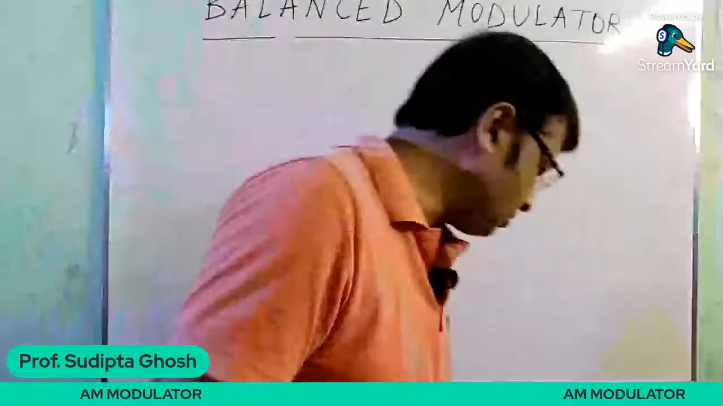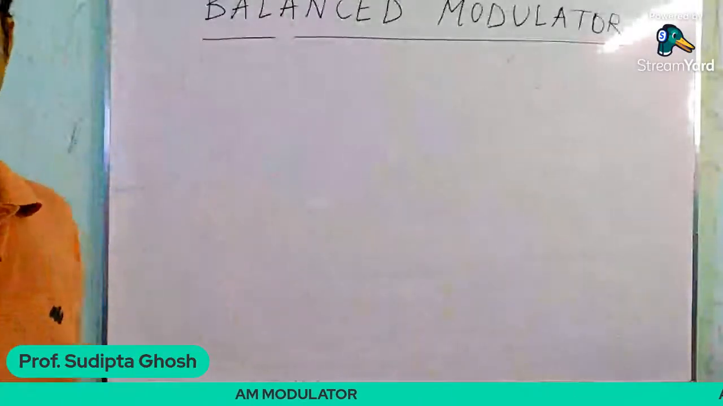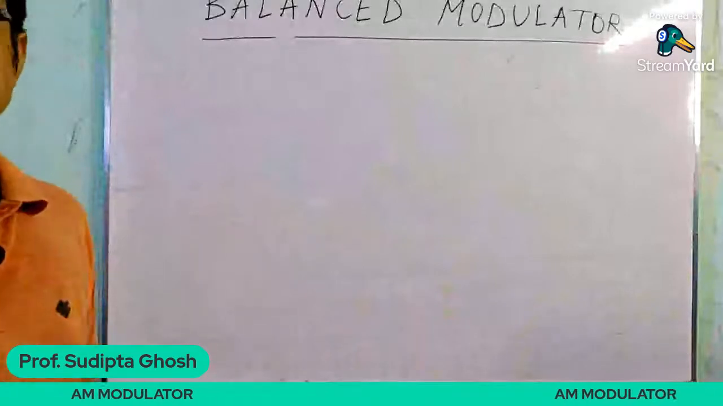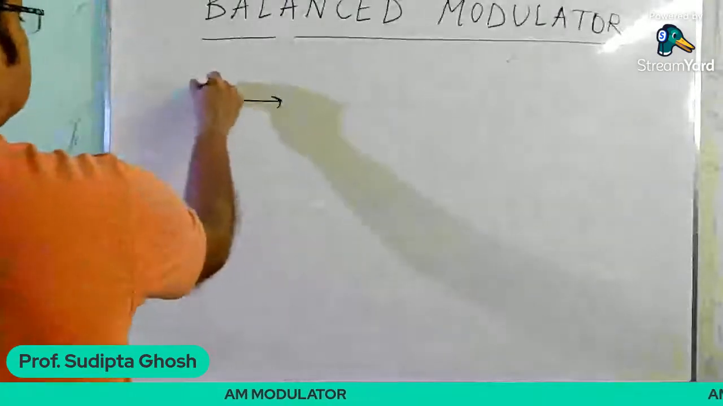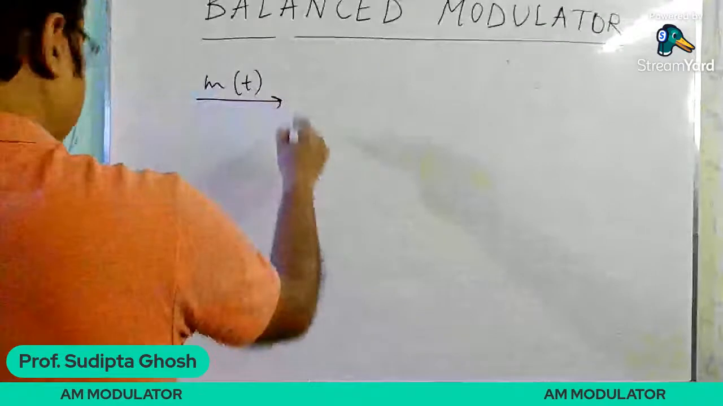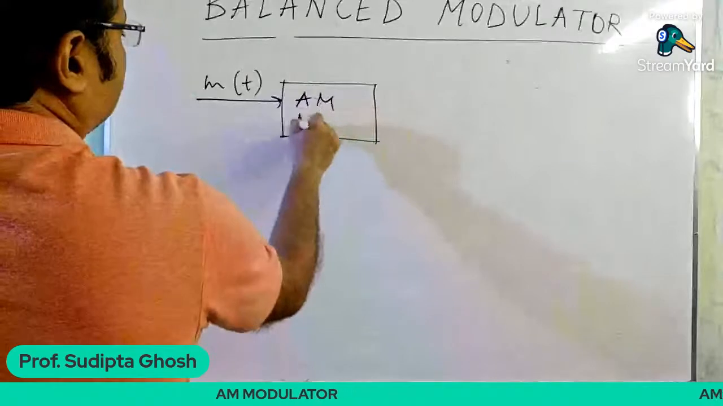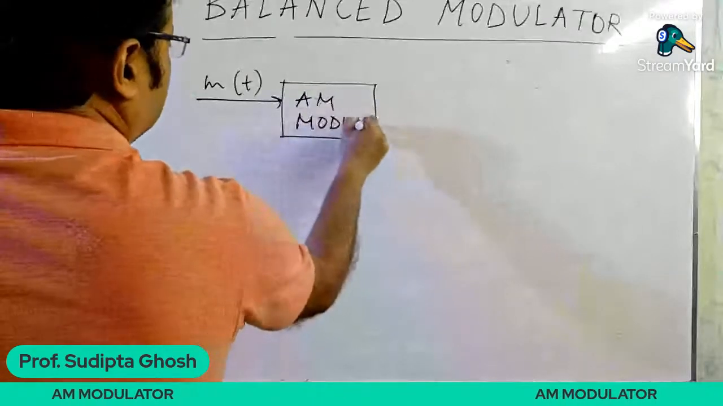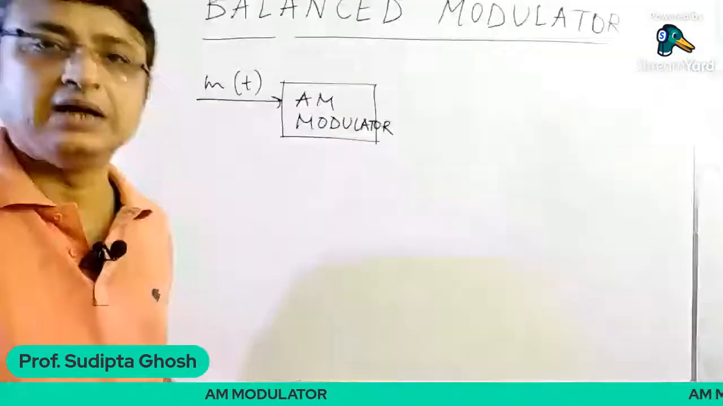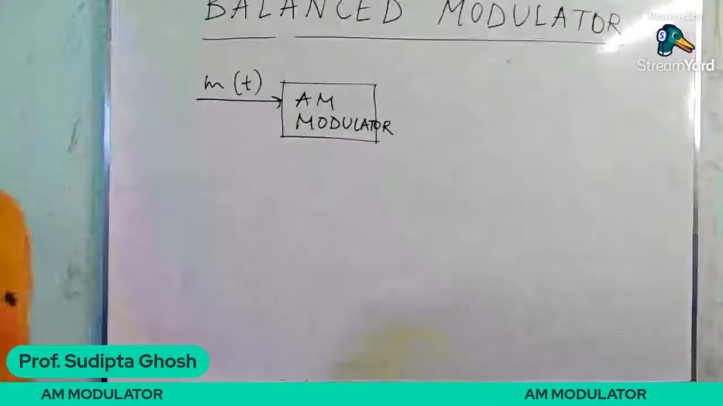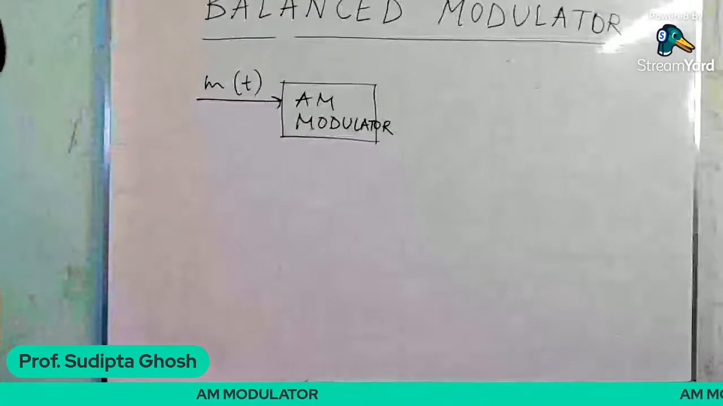Now, in a balanced modulator circuit, first I draw the block diagram, and after that I will discuss mathematically how it works. This is the information signal. It is fed to one amplitude modulator, which may be the modulator we learned just now, that is, a square law modulator. Let's consider it as a square law modulator circuit.